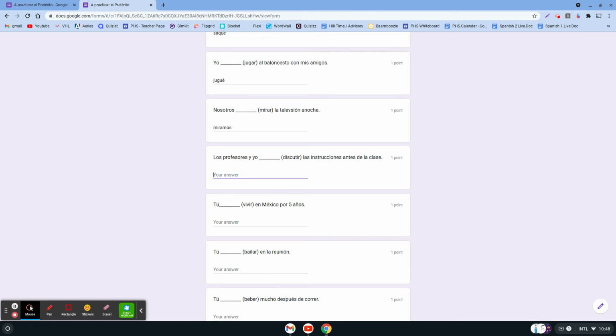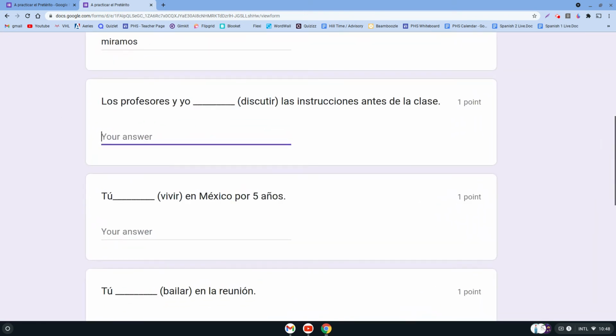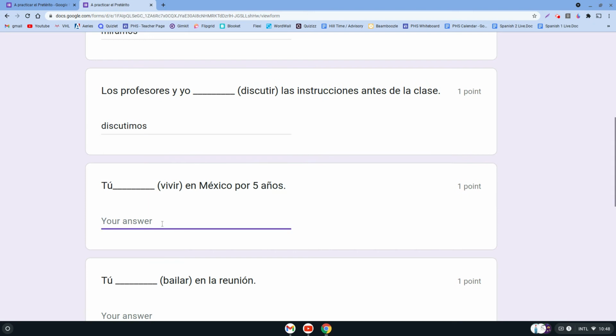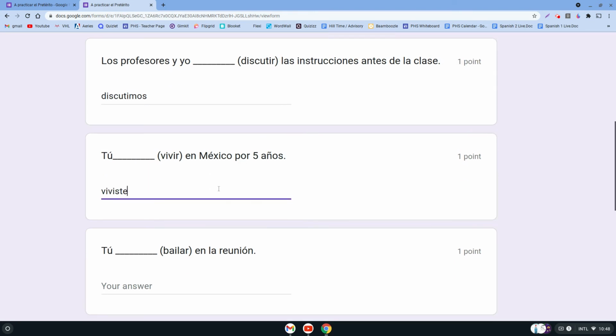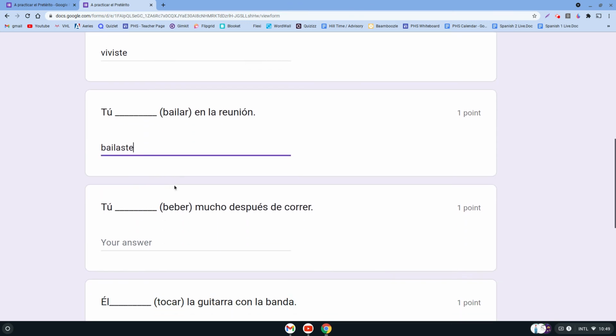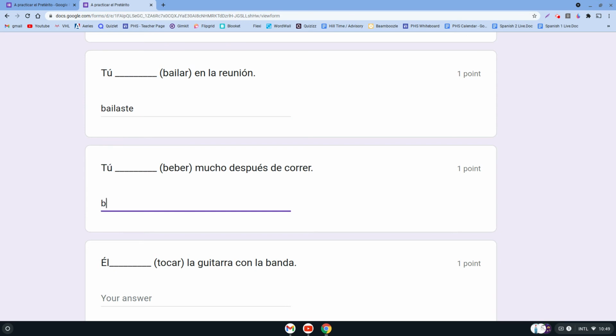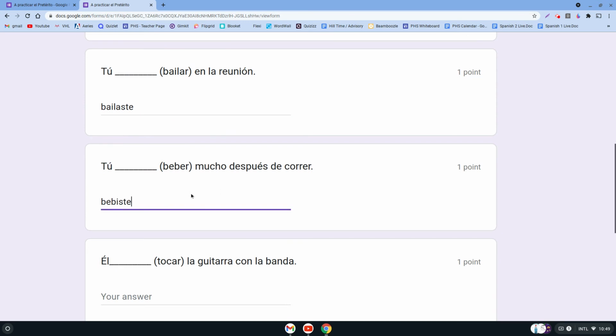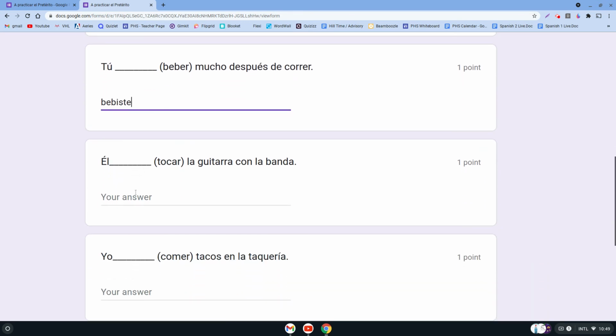Los profesores y yo, sorry, I can zoom in a little bit here. Los profesores y yo discutimos las instrucciones. We argued about the instructions before class. Tú viviste en México por 5 años. You lived in Mexico for 5 years. Tú bailaste en la reunión. You danced at the reunion. Tú bebiste mucho después de correr. You drank a lot after running.